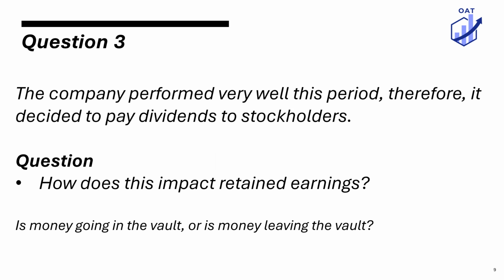On to the last question, number 3. The company performed very well this period, so it decided to pay stockholders a dividend. How does this impact retained earnings? Is money going in the vault or is money leaving the vault?